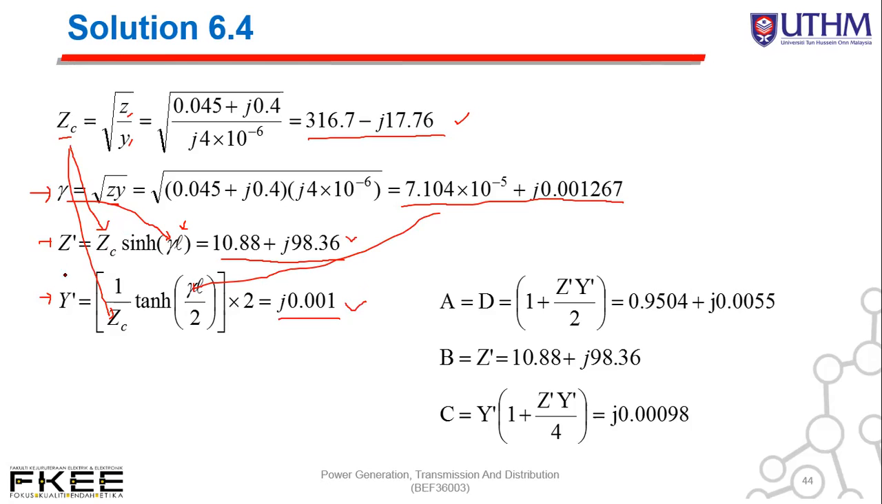So we have this value Z prime and Y prime, so we can calculate the A and D constants, just using the values of Z prime and Y prime. We got 0.9504 plus j0.0055 for the A and D constants. The B constant is the same as Z prime, while C equal to Y prime times 1 plus Z prime Y prime over 4. We got j0.0098. So that's all for today. Thank you very much.